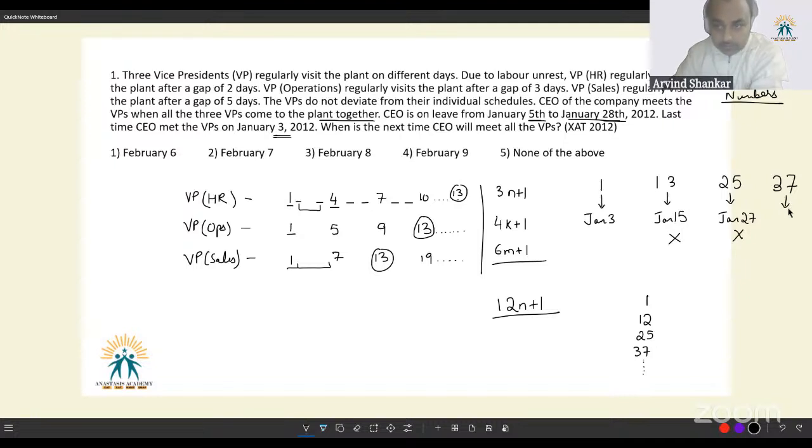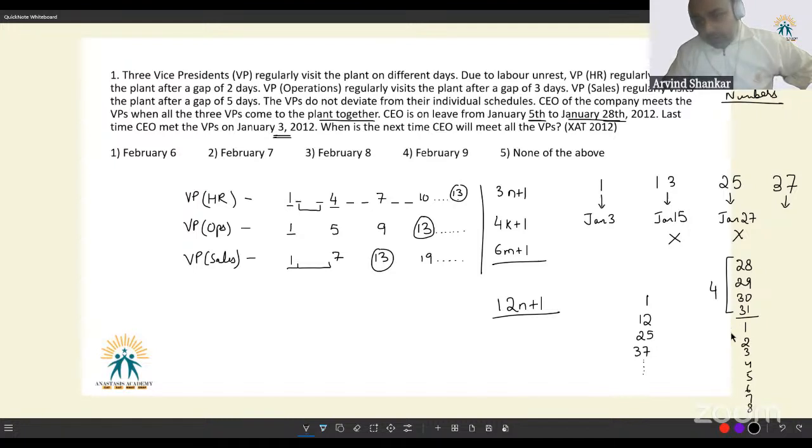Now, moving forward from 25 to 37, we need 12 more days. After Jan 27 we have 28, 29, 30, 31. 4 more days in January. And then the 8 days in February would be piling up: 1, 2, 3, 4, 5, 6, 7, 8. So the 37th day would be equivalent to February 8th. And that is the day on which our CEO will be meeting the VPs after January 3rd.